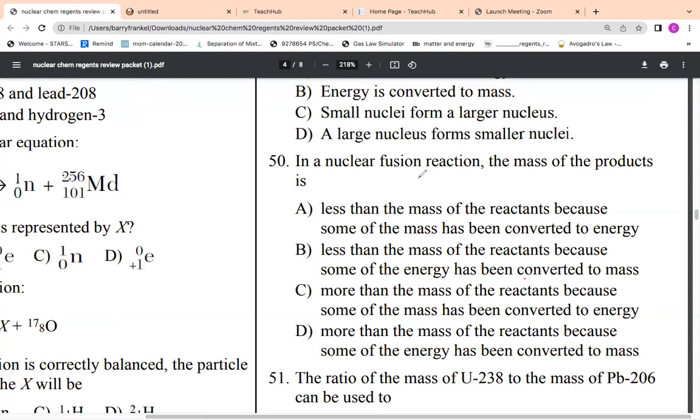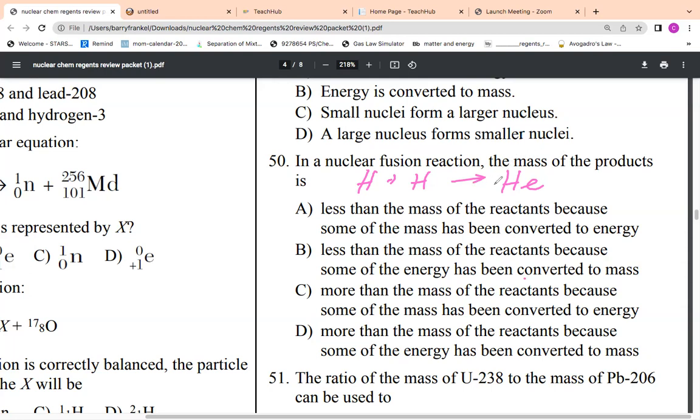In a nuclear fusion reaction, the mass of the products, now again, you're taking two lighter things, something like hydrogen and some other form of hydrogen, and you combine them usually to make helium. Although you're combining two lighter things to make one thing that is heavier, this product is going to have a mass that is very slightly lower than both of these things combined. So the overall product still weighs less than both of the reactants put together.